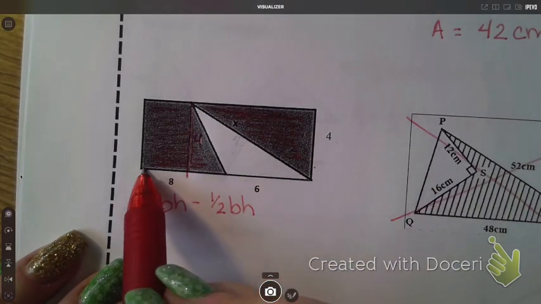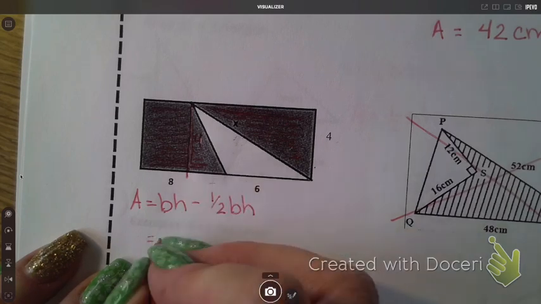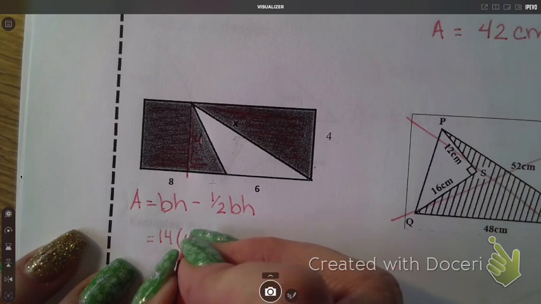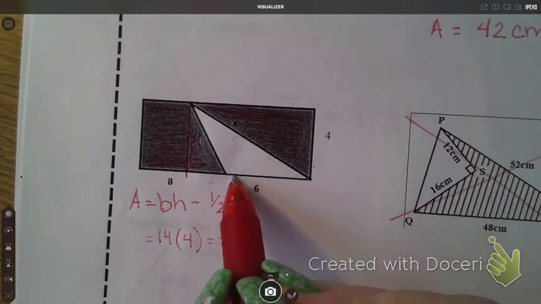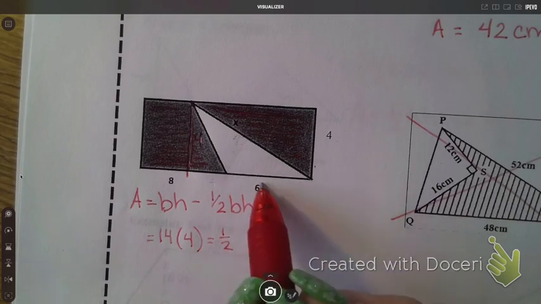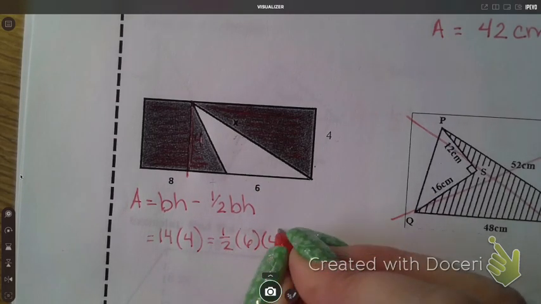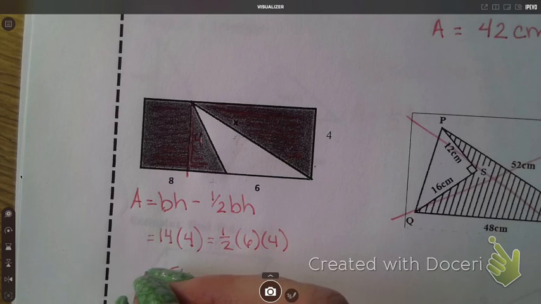8. Be careful. 8 plus 6. So it's 14. What is the height of the rectangle? 4. And we have 1/2. And what is the base of the triangle? 6. What is the height of the triangle? 4. So let's see. 4 times 4 is 16. Carry 1, 56. Is that what you guys get?